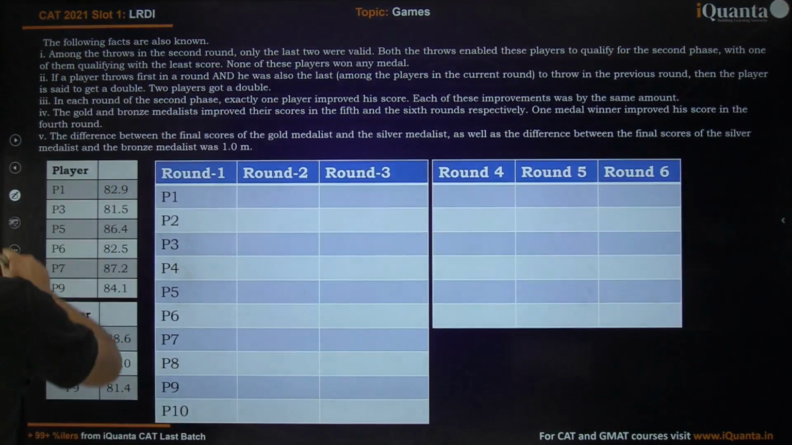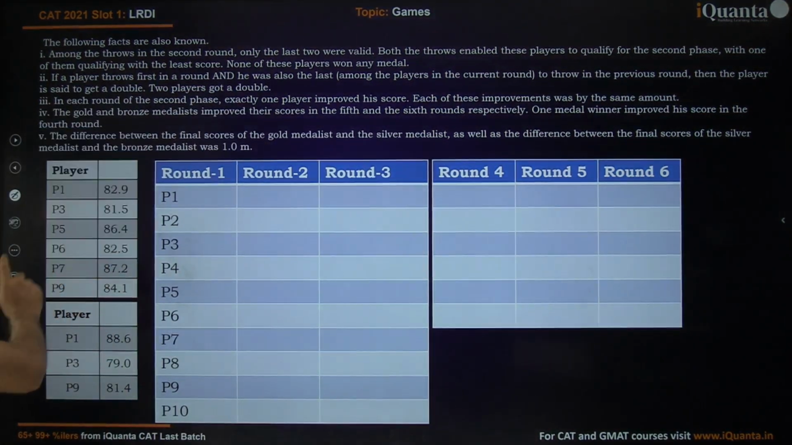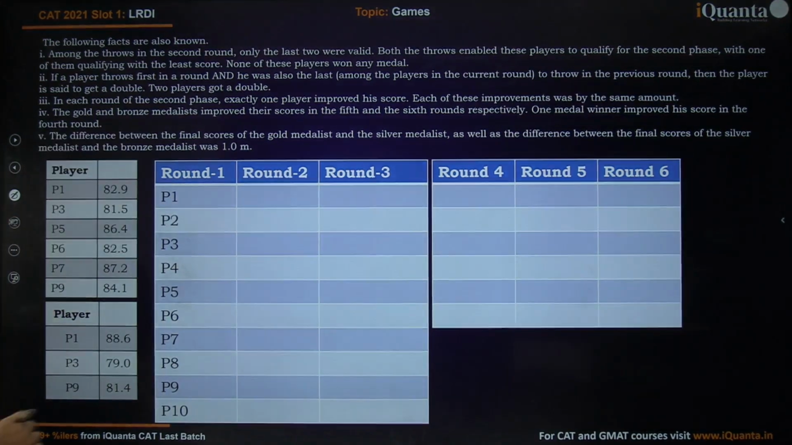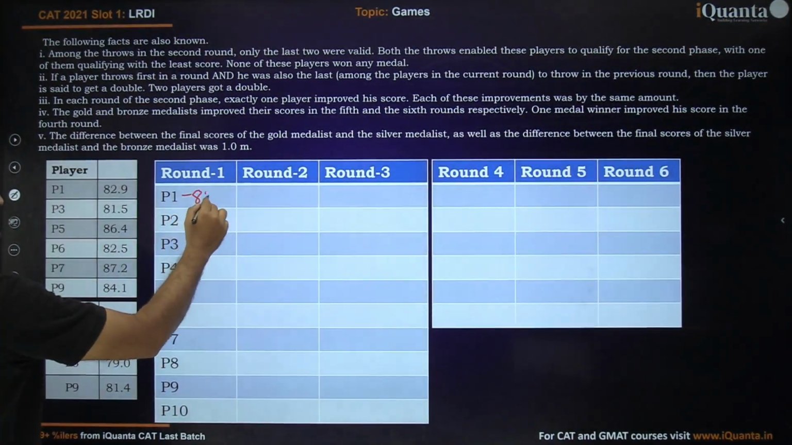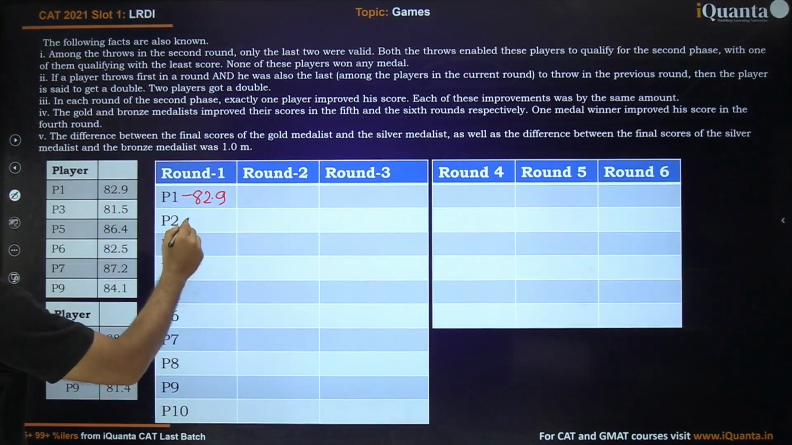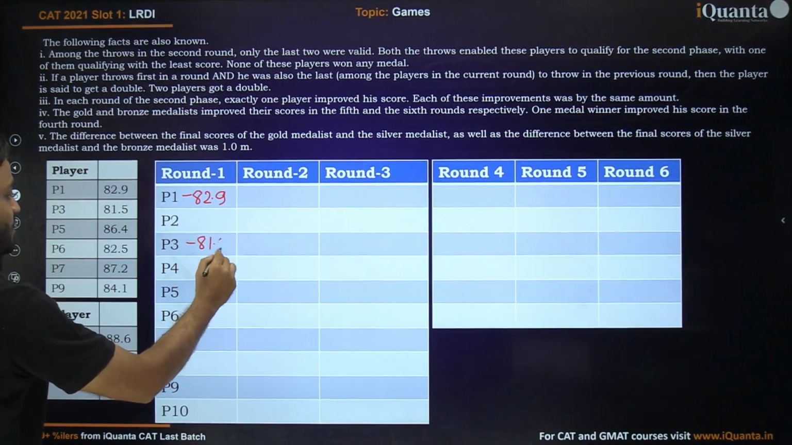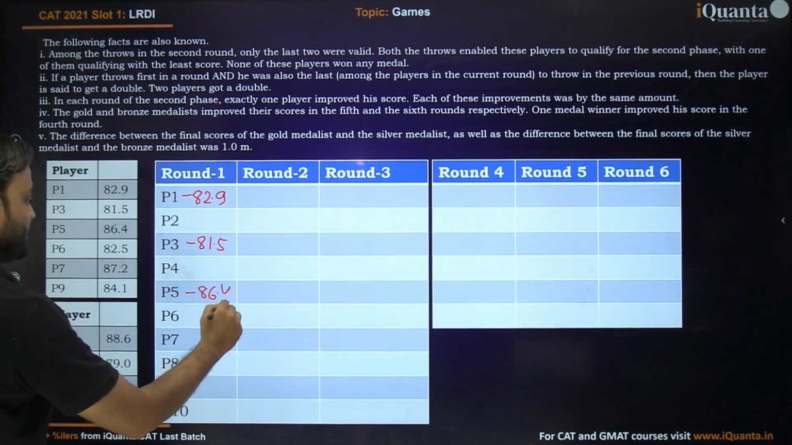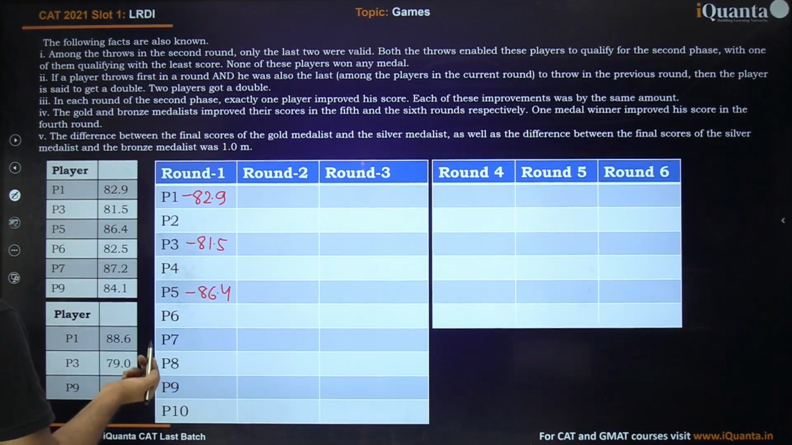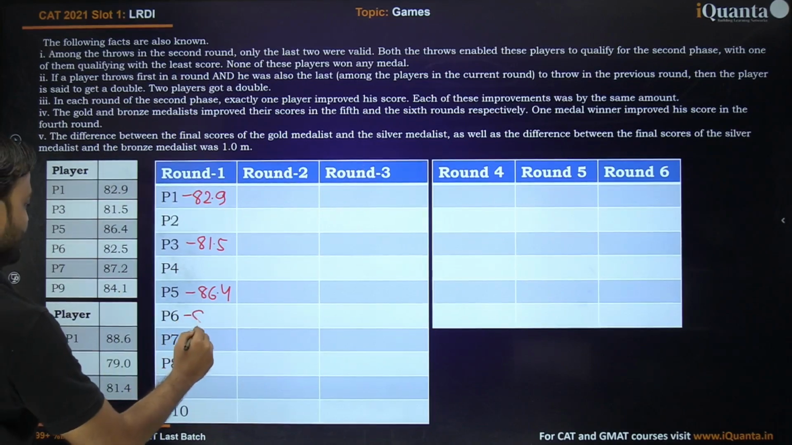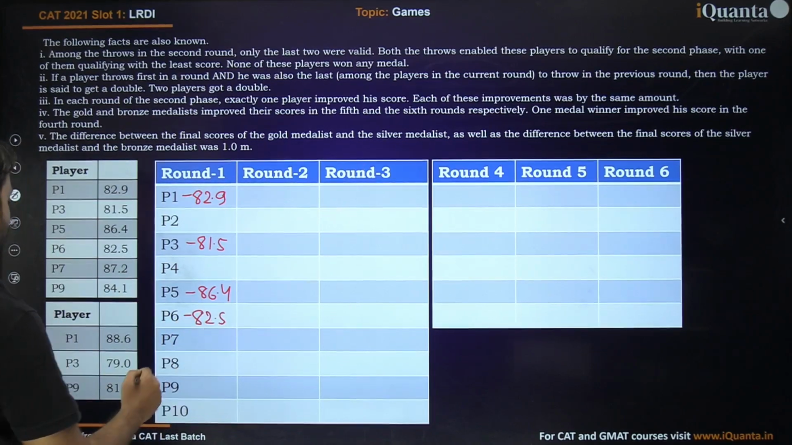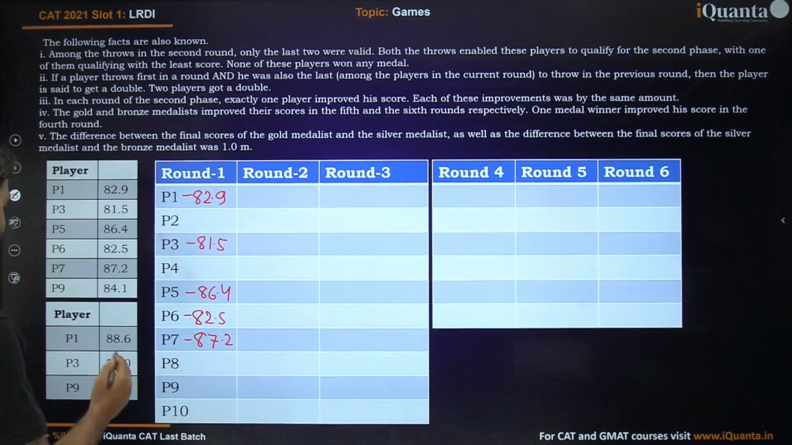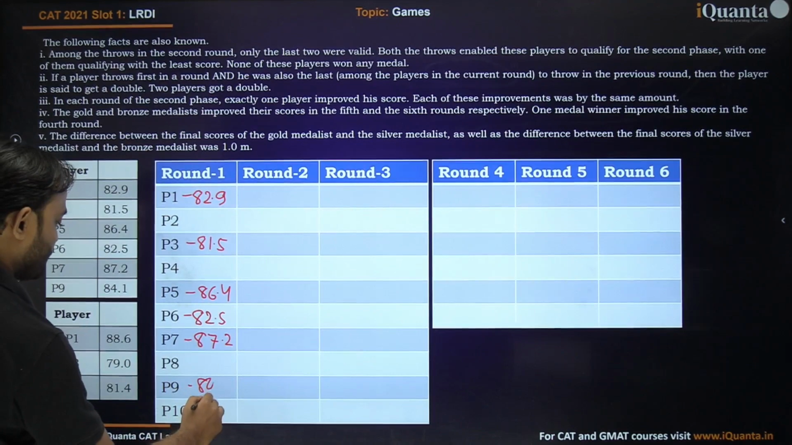So what does it say? First, what we know is the first round scores. So let's write down these scores in that order. P1 got 82.9, P3 got 81.5, P5 got 86.4, P6 got 82.5, P7 got 87.2 and P9 got 84.1.